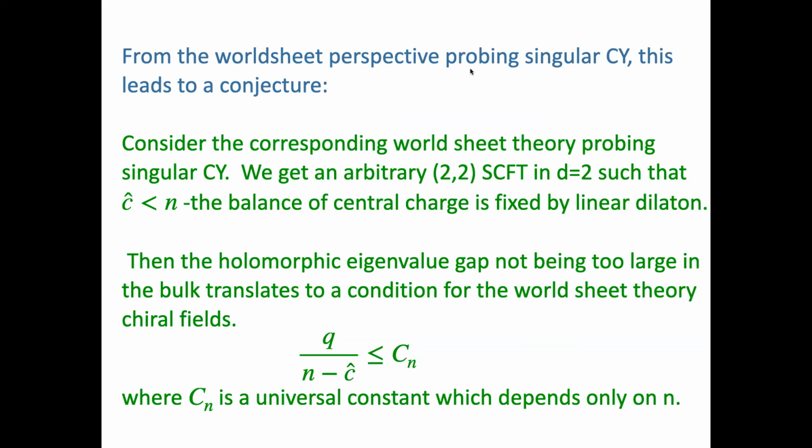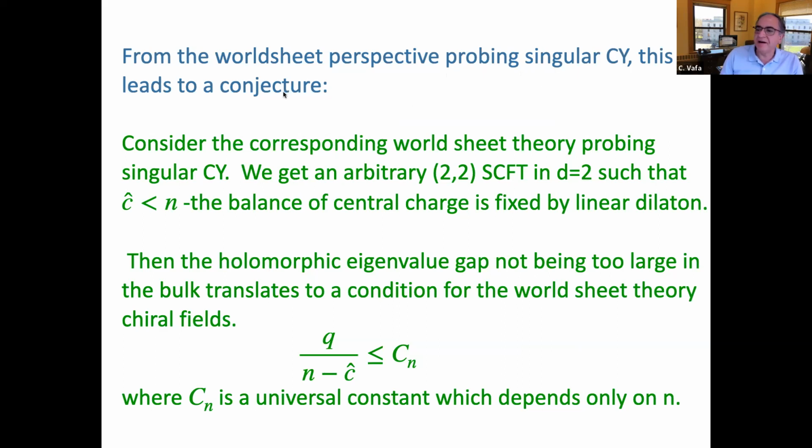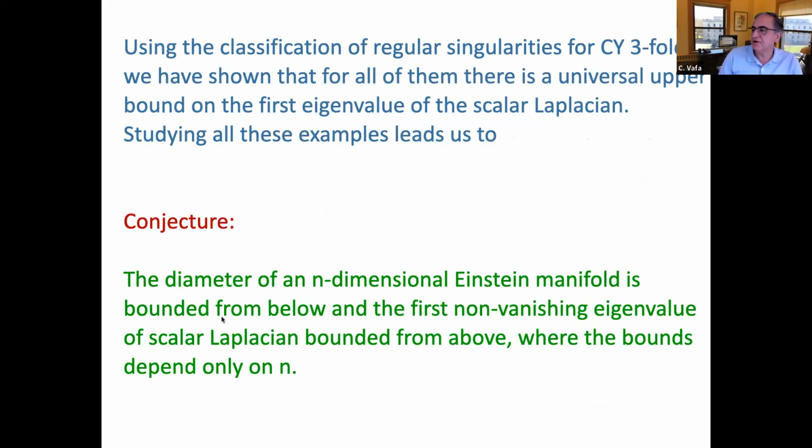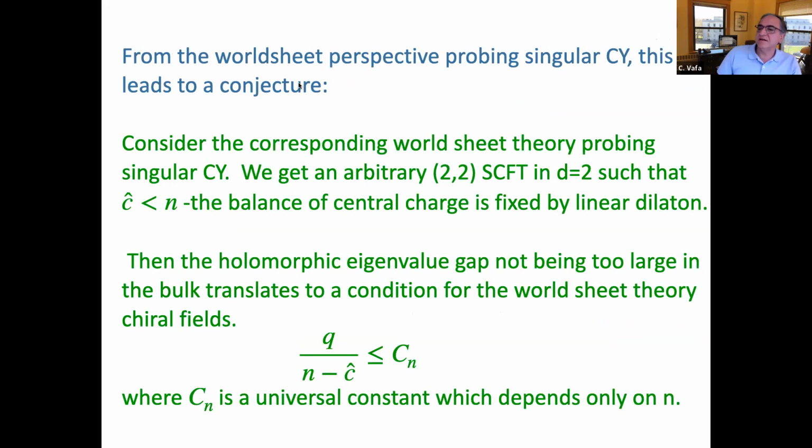Now, from the worldsheet perspective, probing singular Calabi-Yau leads to a parallel conjecture. In other words, you can translate this conjecture. If you apply this to the context of the Calabi-Yau, you can ask how the string worldsheet views this singularity. Well, it gives you some conformal field theory. In the case of Calabi-Yau, for example, it gives you an N=(2,2) superconformal field theory on the worldsheet. So if you look at the degrees of freedom on the worldsheet, this gives you some statement about the conformal field theory operators, because the mass of the states in the bulk gets related to the dimension of the operators in the worldsheet theory also. So you can translate the conjecture that we just made to a statement about 2D CFTs.